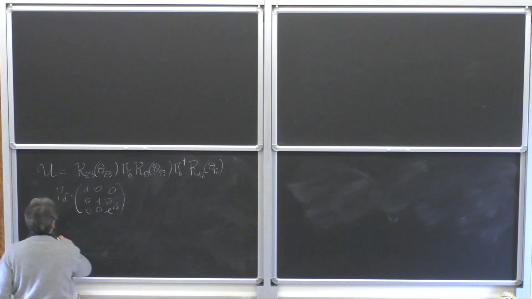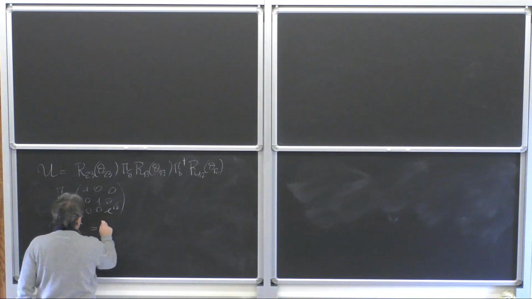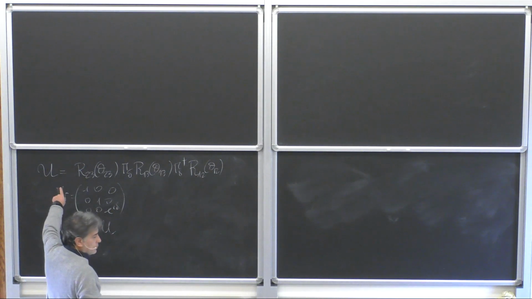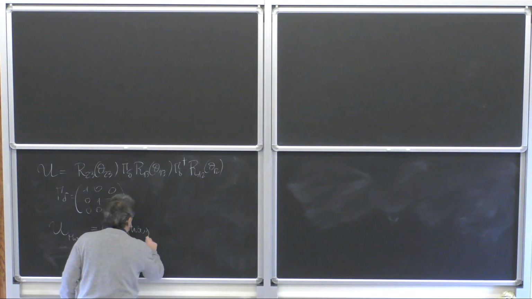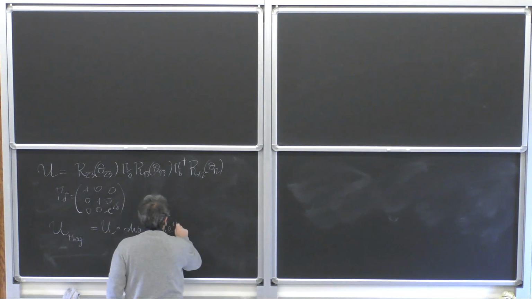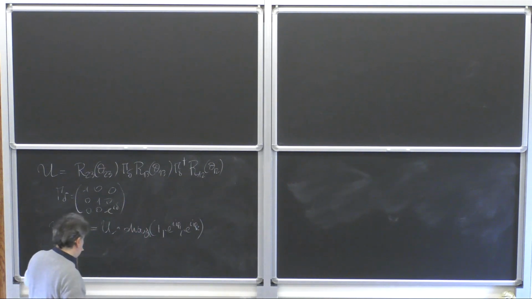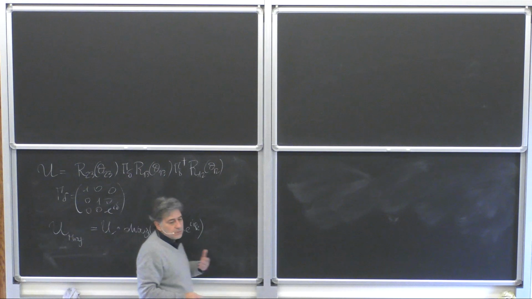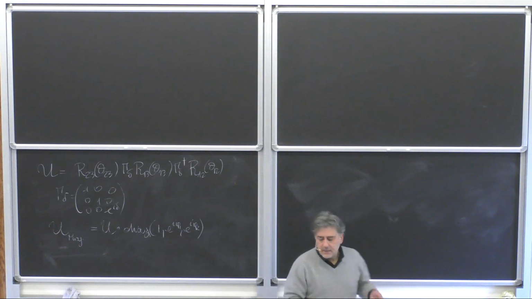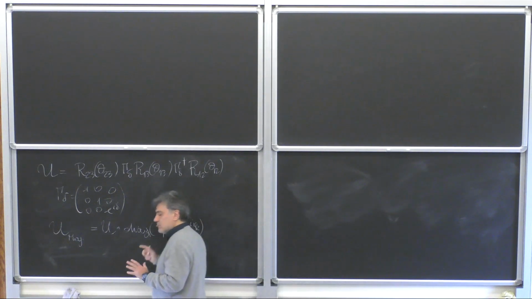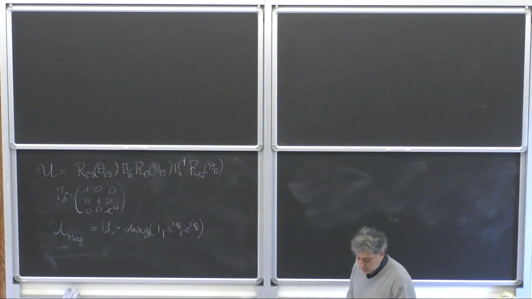In the case of Majorana neutrinos, the mixing matrix is U, the same U, times diag(1, e^{iφ1}, e^{iφ2}). But we will see that in the case of neutrino oscillations, these two phases never appear. Only for a given class of experiments are the Majorana phases important, but not for oscillations.